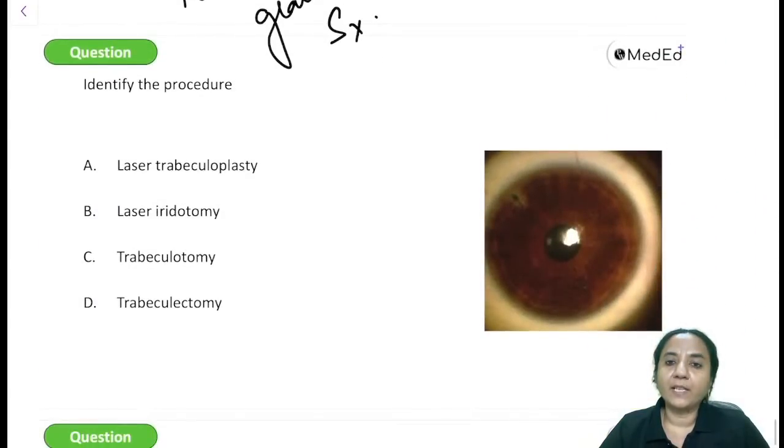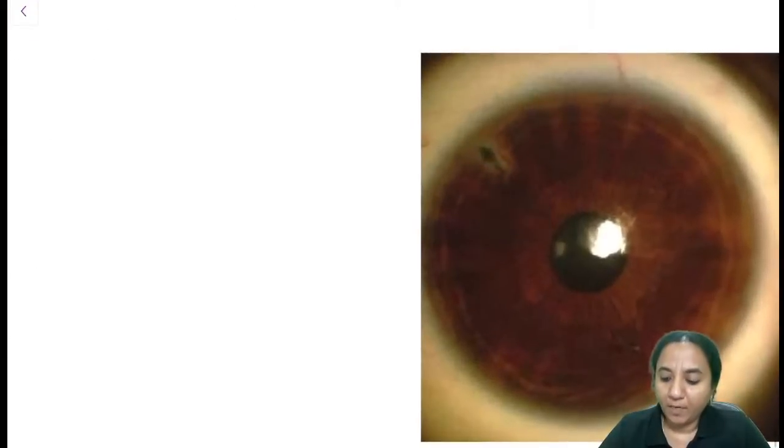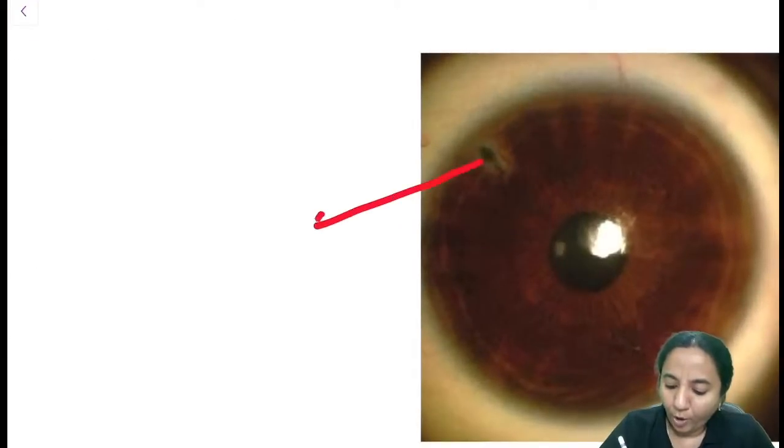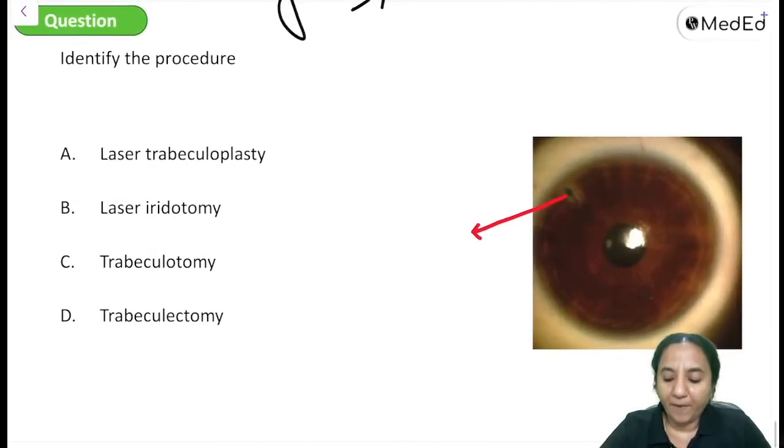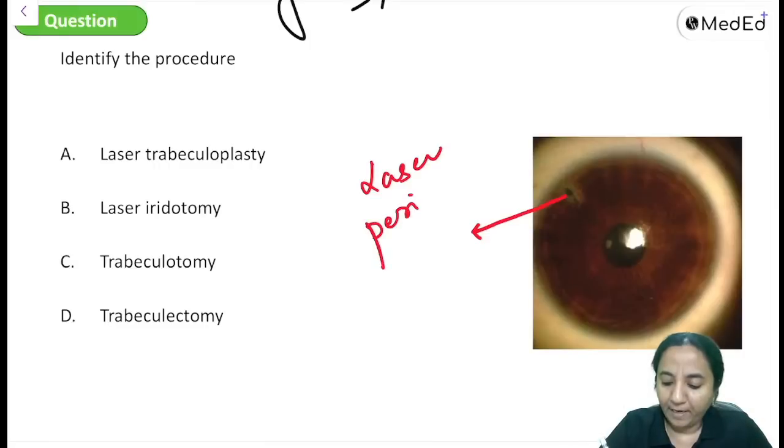What is the procedure that's done here? If you look at the procedure here, what do you see? You see this opening or hole in the peripheral iris. What is this? A hole in the peripheral iris means it is a laser peripheral iridotomy.